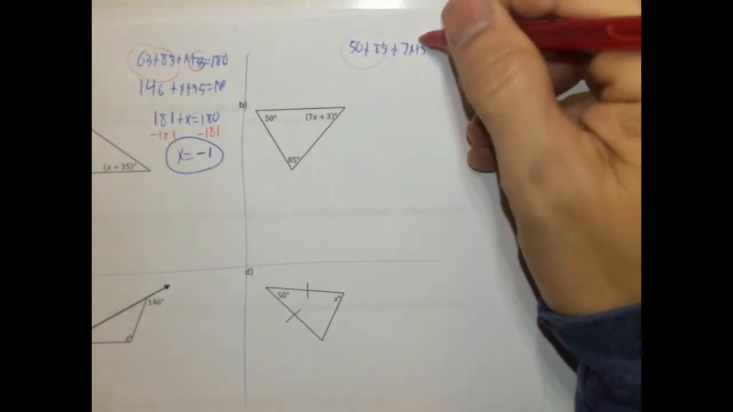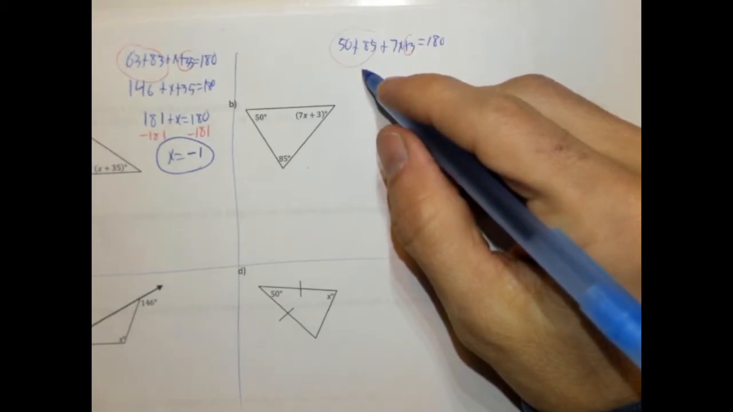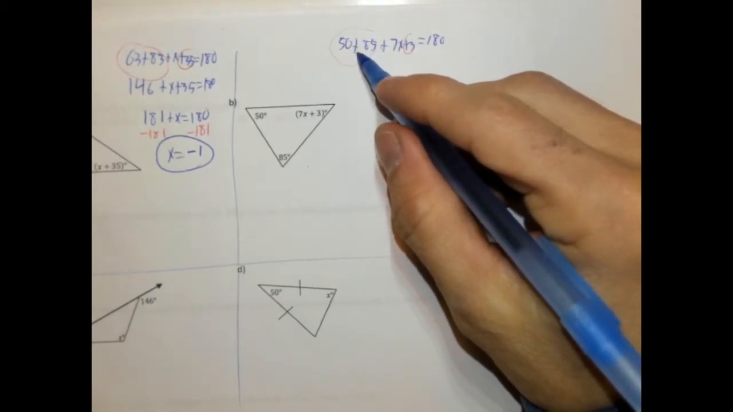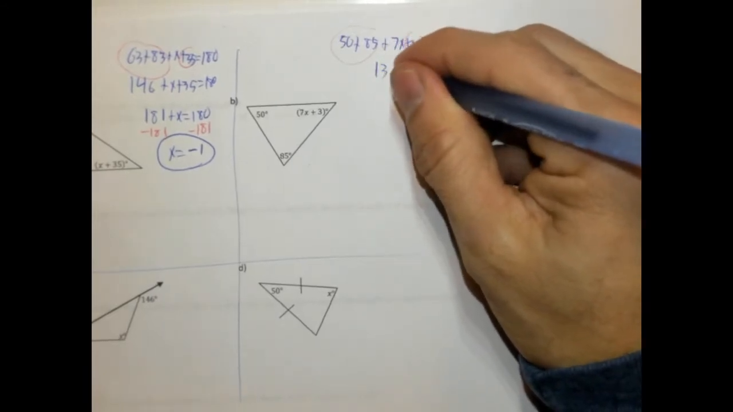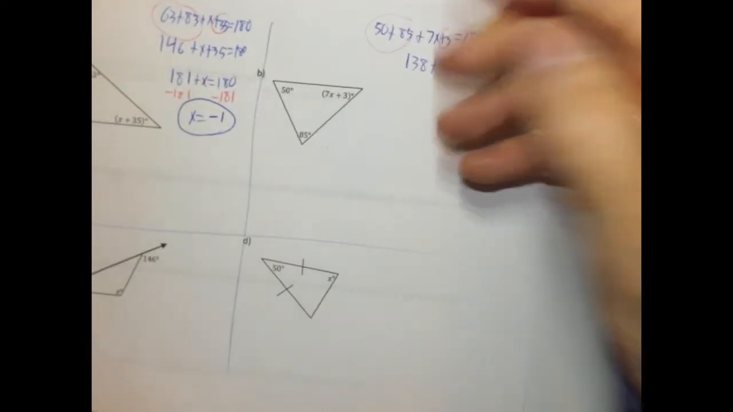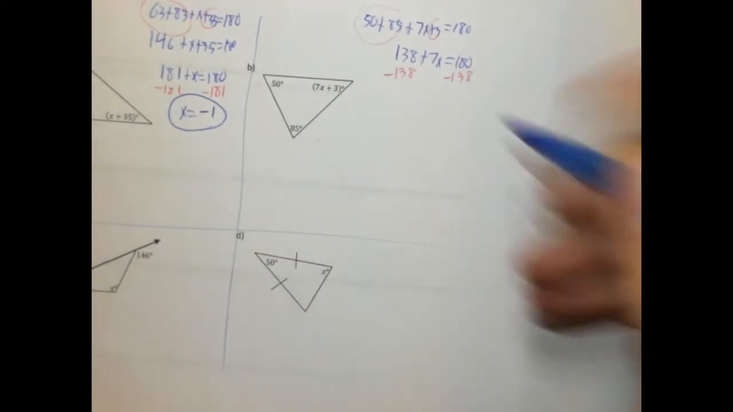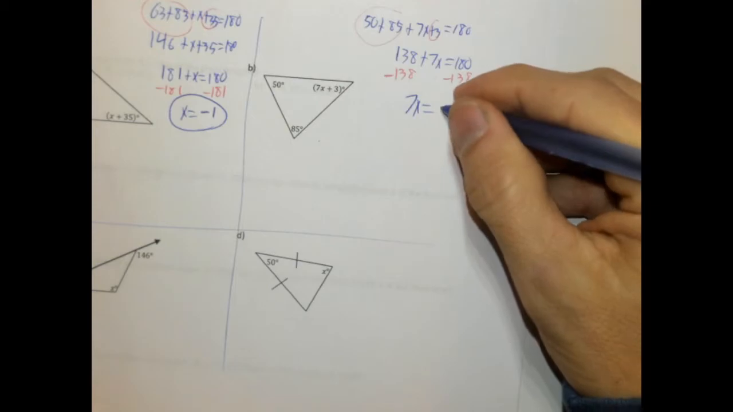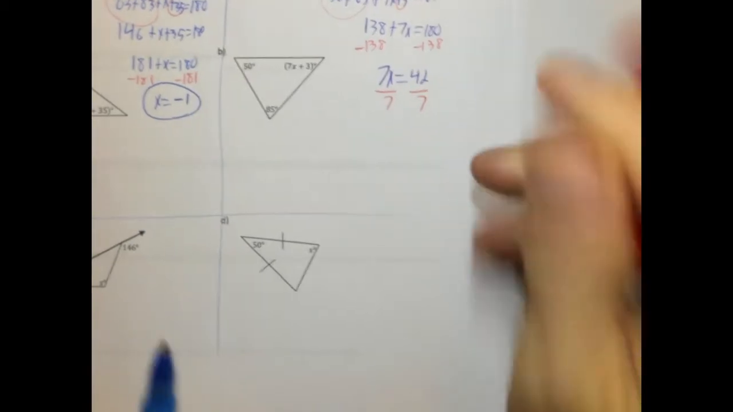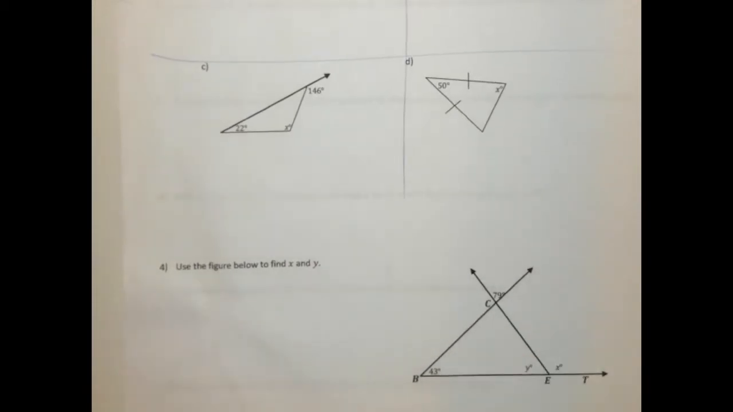Combine these all together. 50 plus 85 is 135. So 135 plus 3 is 138, plus 7x equals 180. Then we're going to subtract 138 from both sides. So 7x equals 42. Then divide both sides by 7, and x will be equal to 6.